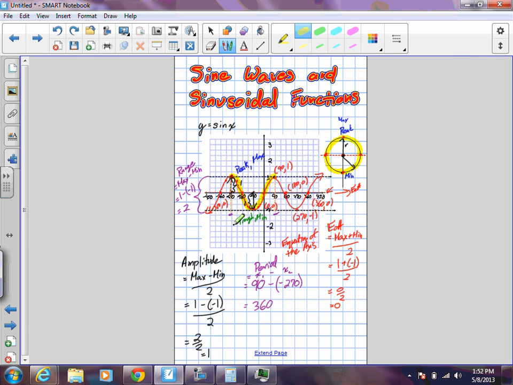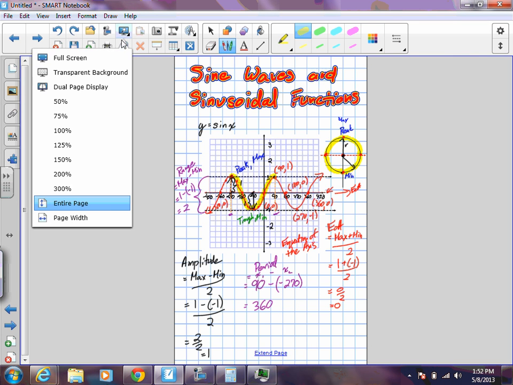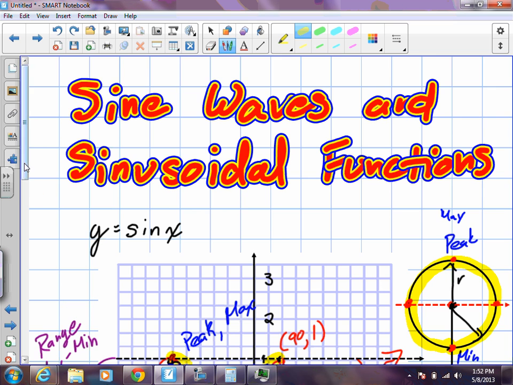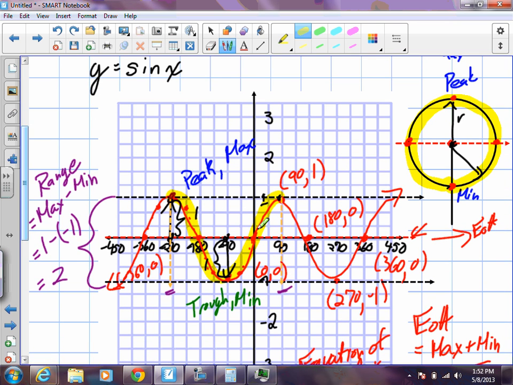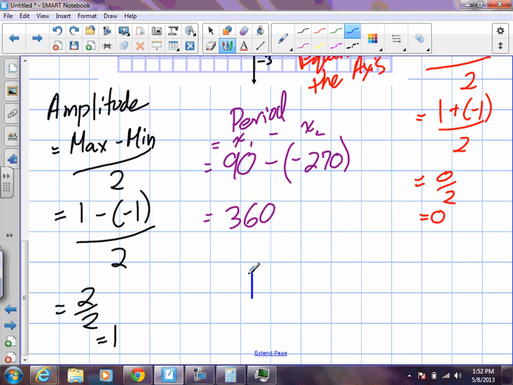The domain and range. Let's talk about domain first. The domain of this function. What would the domain of this function be if it goes on forever? x is an element of all real numbers. So that's very simple. The domain of this is x is an element of all real numbers, especially because it's continuous. The range is also continuous.